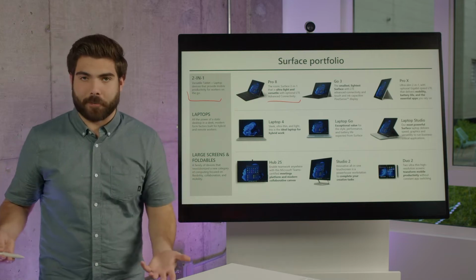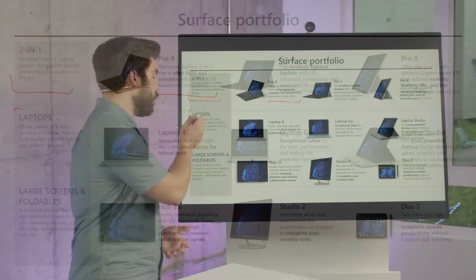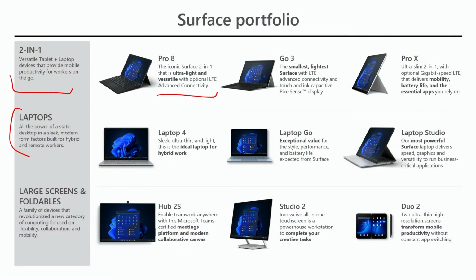We have laptops, of course, for those who are looking for a standardized laptop, not looking to fully replace it with that two-in-one device. The Laptop 4 is the ideal laptop for hybrid work. It's sleek, it's ultra thin, it's light, it enables that kind of standard laptop form factor that a lot of people come to expect with the still premium quality expected from Surface devices.